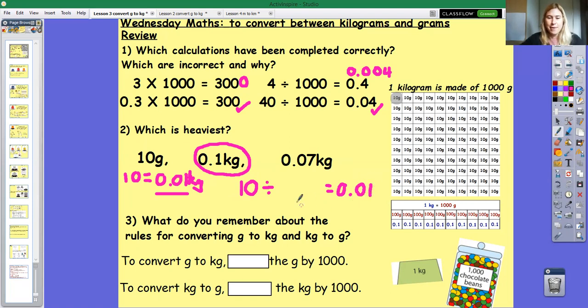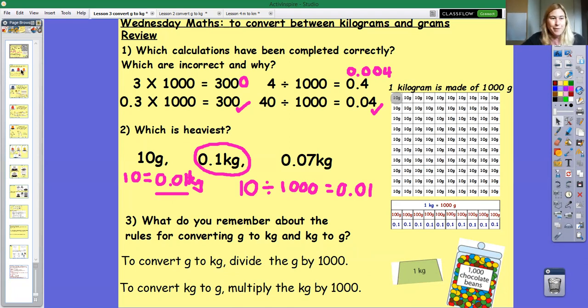Okay, hopefully you remembered that if we were converting grams to kilograms, we would need to divide the grams by 1,000. So if I just put that one in there, 10 divided by 1,000 would be 1/100th. And to convert our kilograms to grams, we would need to multiply the kilograms by 1,000 because we'd need more little grams, wouldn't we?